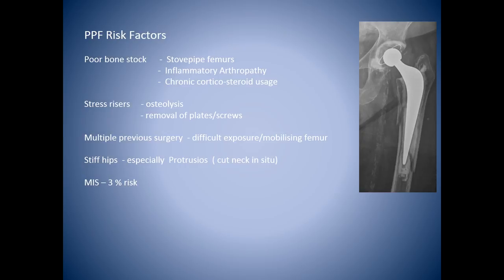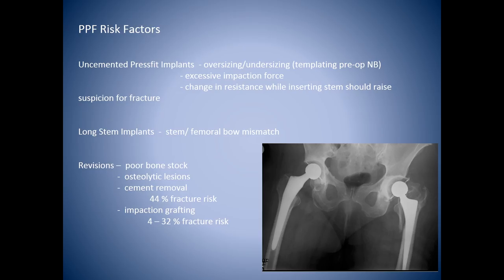The MIS procedures carry about a 3% risk of fracturing. So the commonest in the first year are these uncemented press fit implants, as I've mentioned before. One of the important things to remember is when you're inserting them, if you suddenly feel that the resistance changes as you're impacting it, then you know that you've got a problem. And you must go and look for those calcar splits or other splits, because those are the ones that you're going to run into post-operative problems with.